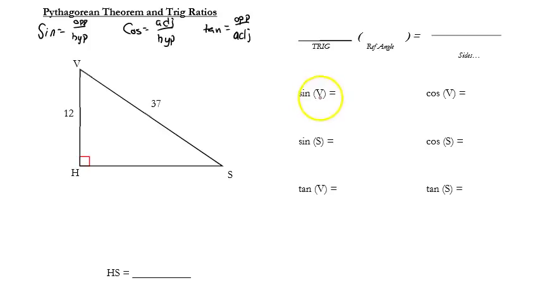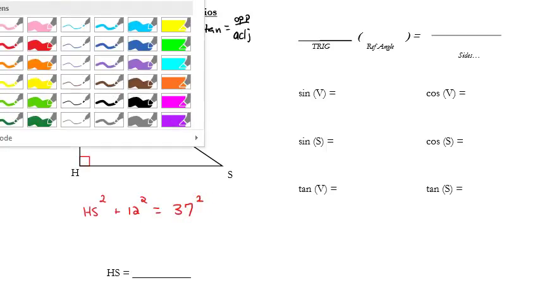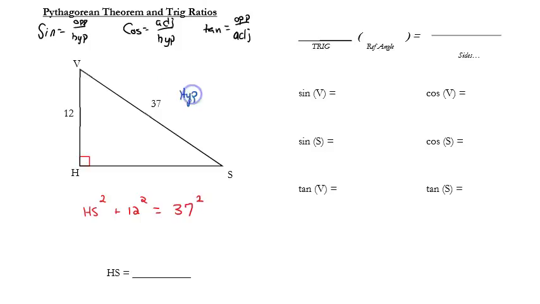is my reference angle. Sine is opposite over hypotenuse, but I don't have the opposite, and that's where my Pythagorean theorem comes in. As long as I have two sides of a right triangle, I can use the Pythagorean theorem to find the third. Leg squared plus leg squared equals hypotenuse squared. HS is a leg, so HS squared plus 12 squared equals 37 squared. 37 is the hypotenuse. That doesn't matter what the reference angle is.